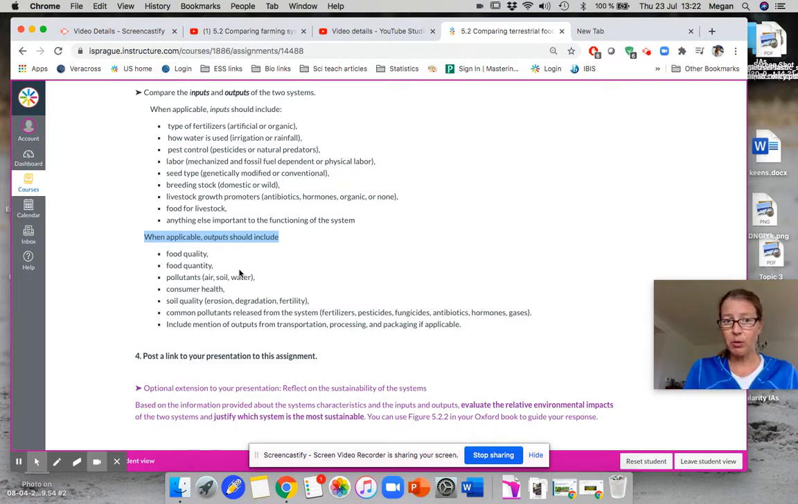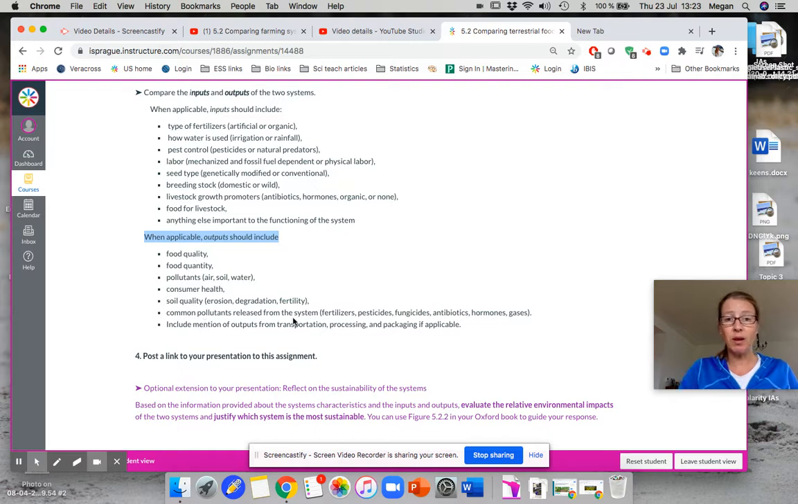Are there any pollutions involved? That includes greenhouse gases, herbicide runoff, pesticides, other things like that. Is there any impact to consumer health with what they're eating? Is it a type of crop that maybe doesn't have anything to do with you being healthy? Soil quality. Is this type of farming going to erode the soil, or is it one that's actually better for the soil? How fertile can it be? Things like corn can strip a lot of the nitrates out of it.